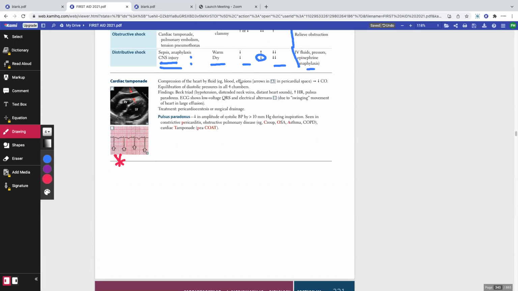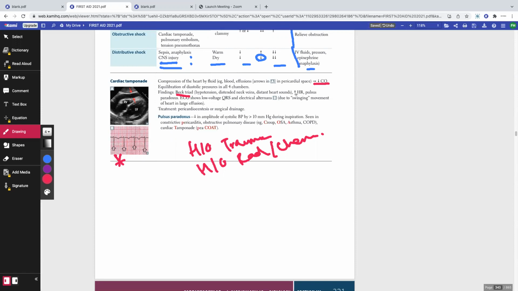Then what is cardiac tamponade? This is compression of the heart by fluid. As a result, we will get obstructive shock-like findings. The patients will come to you with complaints of sudden onset shortness of breath, and chest pain can be there. The majority of patients will have a history of trauma, or patients can have a history of radiation or chemotherapy. These are other conditions where we can have accumulation of fluid.